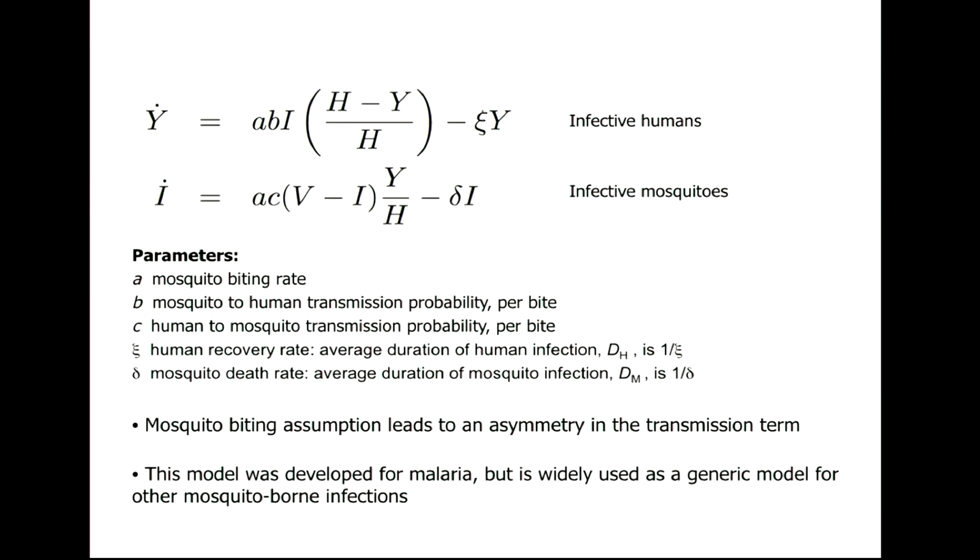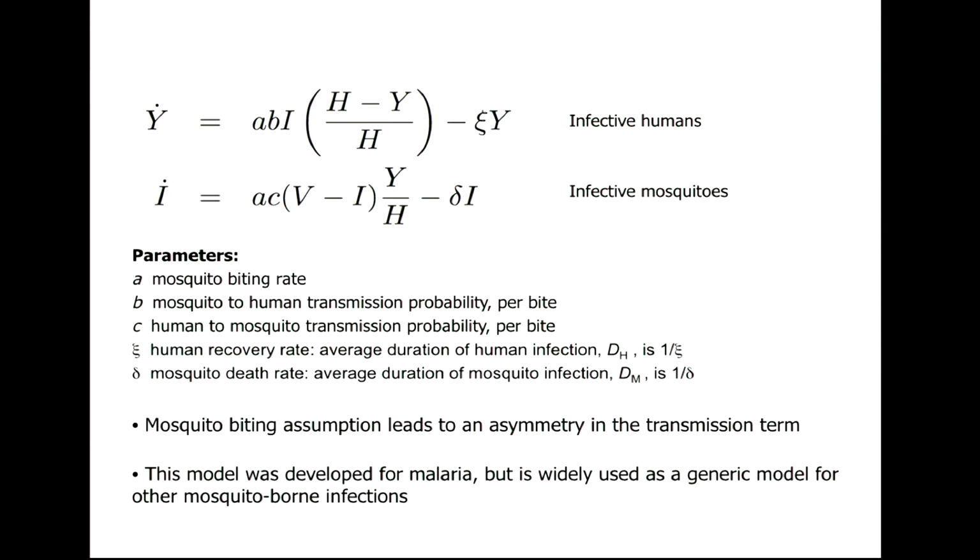This is Y dot for infective humans, some constant times I times (H minus Y) by H. So this is the point at which humans and mosquitoes interact with each other. And this is the removal term that depends upon this quantity zeta. So all of these quantities are defined here. This is for the mosquitoes. This is I dot, so this is the increase in the number of infected mosquitoes when a human is bitten by a mosquito. And this is the death rate of the mosquito.